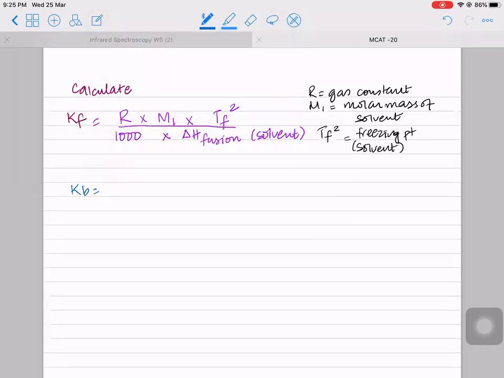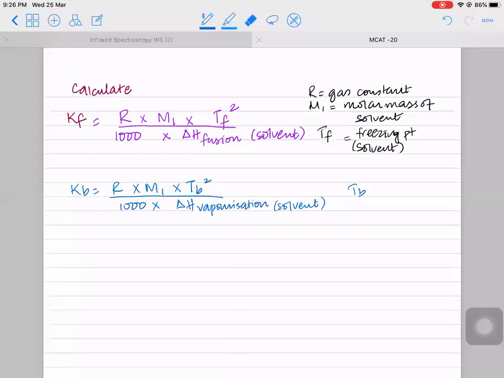Kb is calculated by R, the gas constant. Kb is the boiling point elevation constant, right? Kb equals R times M1, again the molar mass of the solvent, times the boiling point of the solvent squared, over 1000, times the enthalpy of vaporization of the solvent. Where Tb is the boiling point of the solvent.